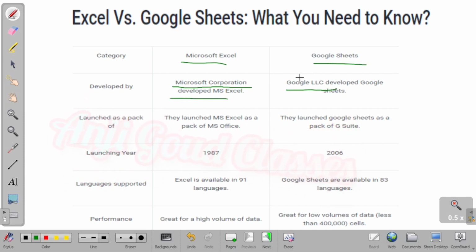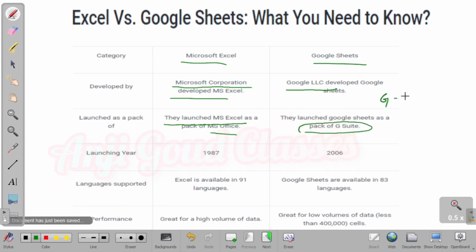Next, launched as a pack of: Microsoft Excel was launched as MS Excel. MS stands for Microsoft. MS Excel as a pack of MS Office. Next, when it comes to Google Sheets, they launched Google Sheets as a pack of G Suite. G Suite is nothing but Google Suite.